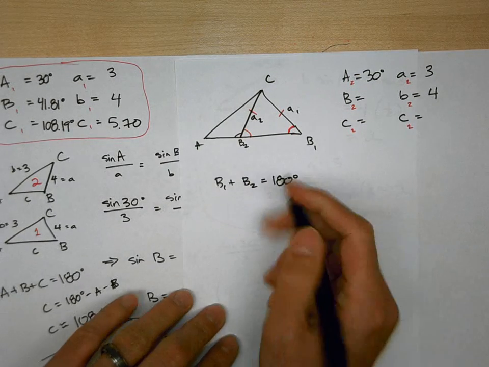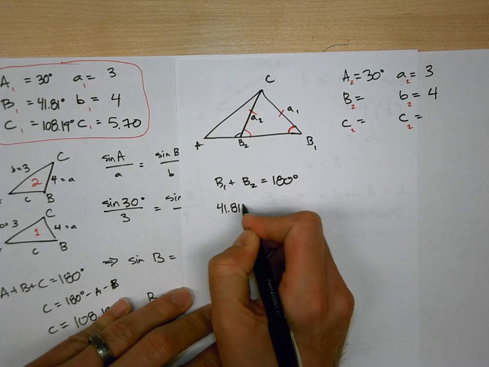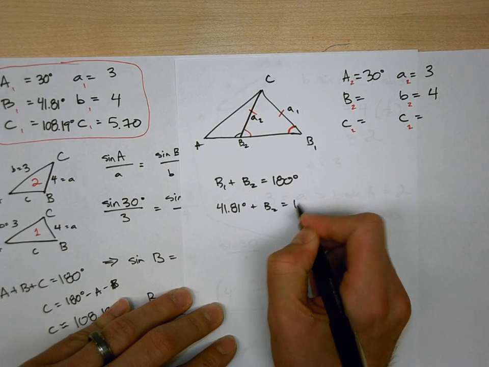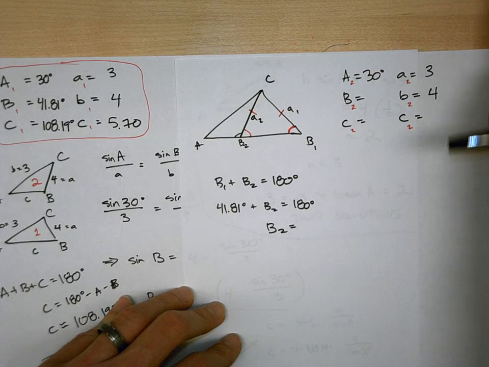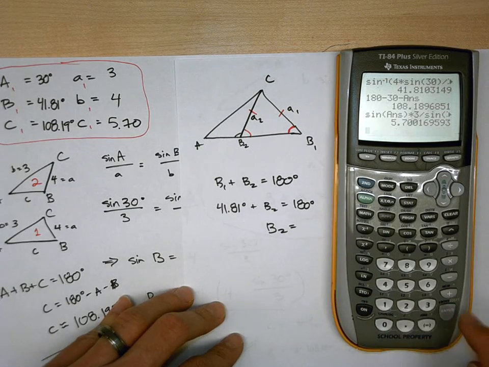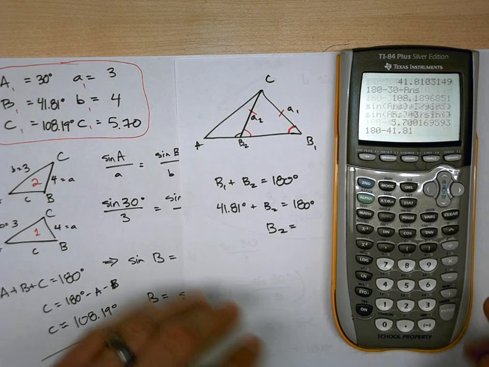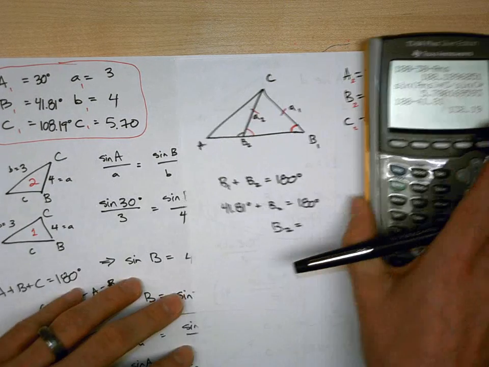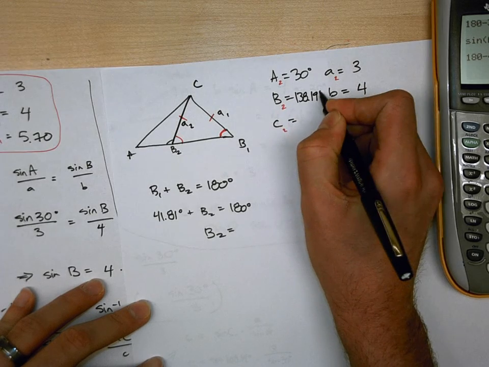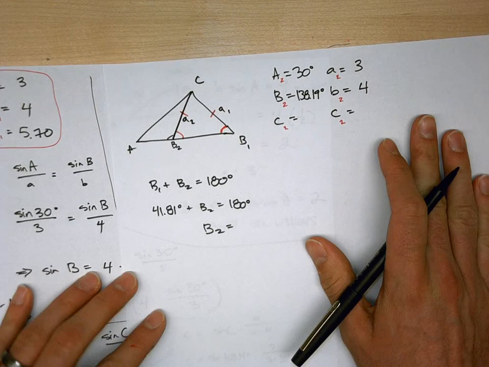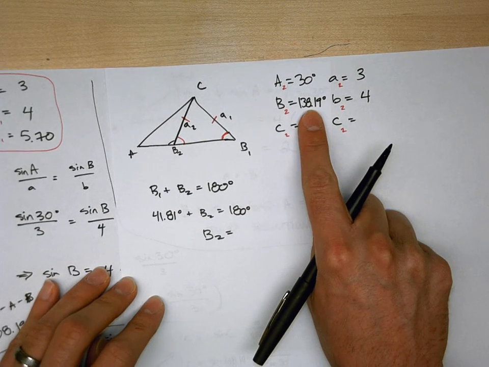Therefore, we have 41.81 degrees plus B2 equals 180 degrees. So B2 is equal to, can I do this in my head? Let's not try. 180 minus 41.81 degrees. So 138.19 degrees. Awesome. Okay, so that gives us this cool piece of information for triangle 2.